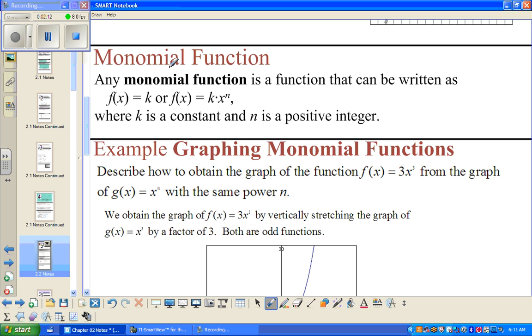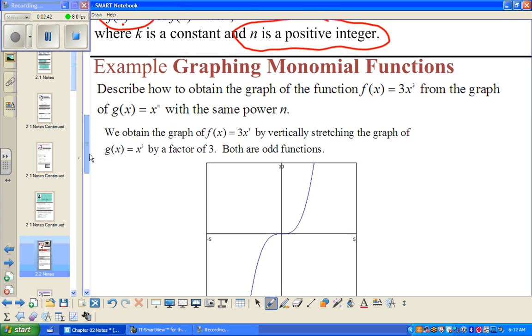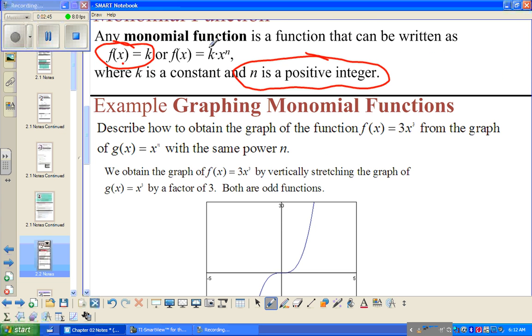A monomial function is a function that can be written in the form f of x equals k, or f of x equals k times x to the n, where k is a constant and n is a positive integer. That's the big difference here: n needs to be a positive integer. This is a special case that we consider a monomial function. Remember, with just a regular power function, n could be any rational number besides 0, and now it's limited to positive integers.